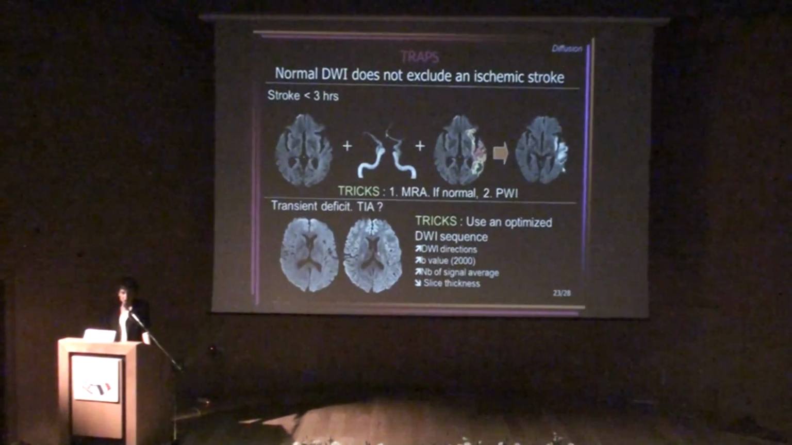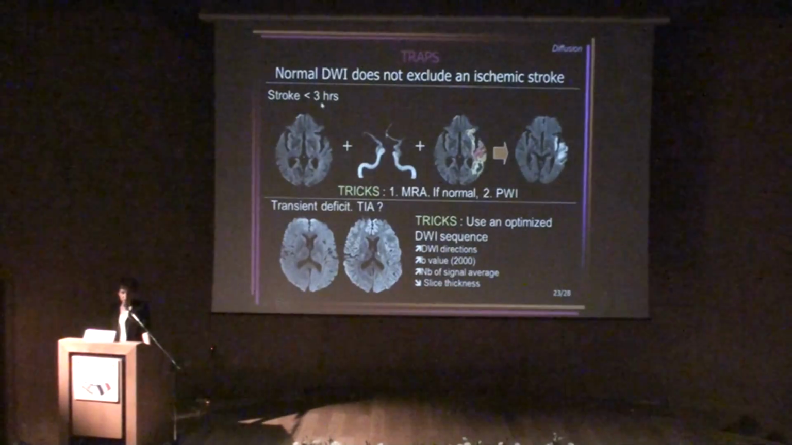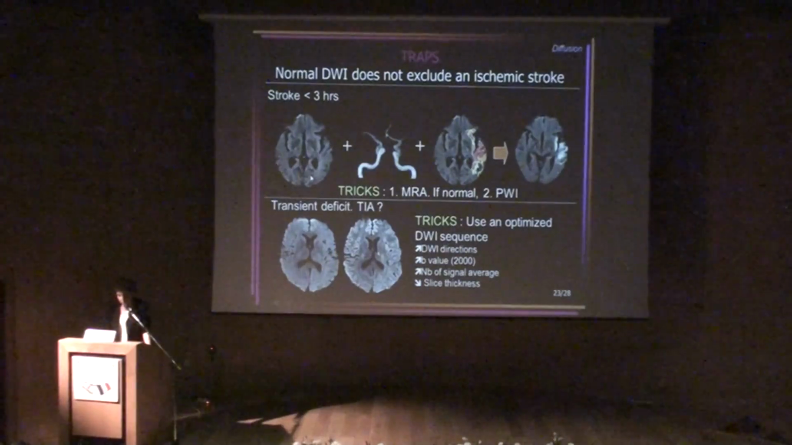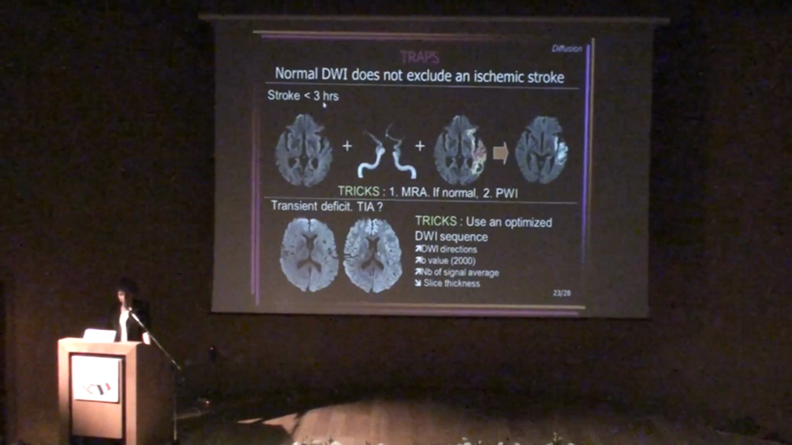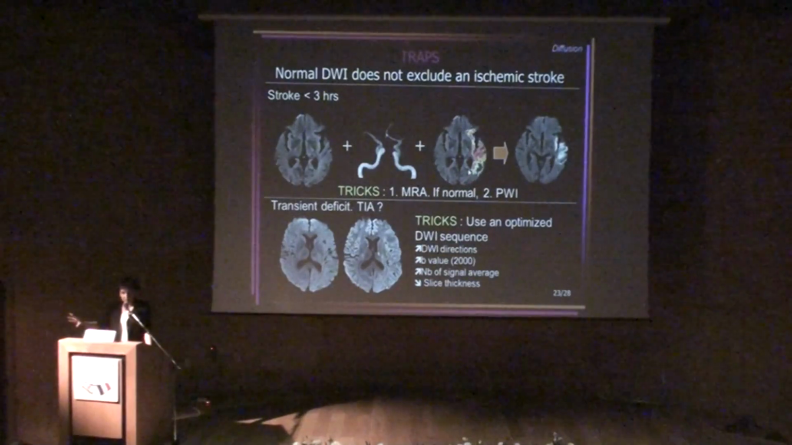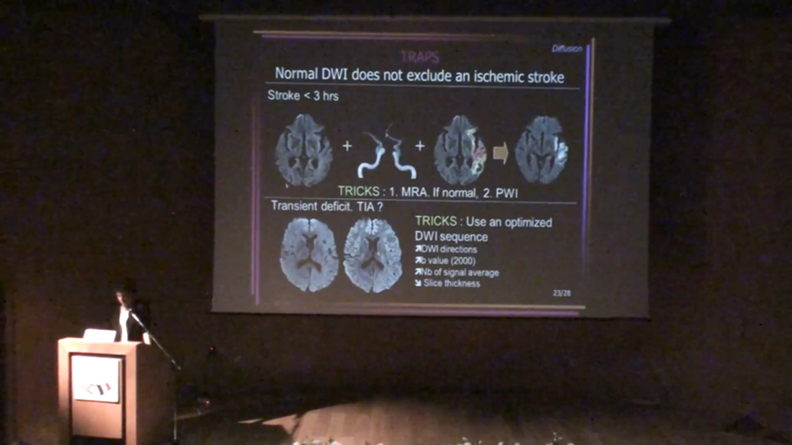So that's the first situation. I think it's 1% of the patients we image, so it's quite rare, but don't trust it. If you face a normal diffusion in a patient suspected of having a hyperacute stroke, you should go until the end of the protocol before you decide it's not a stroke.